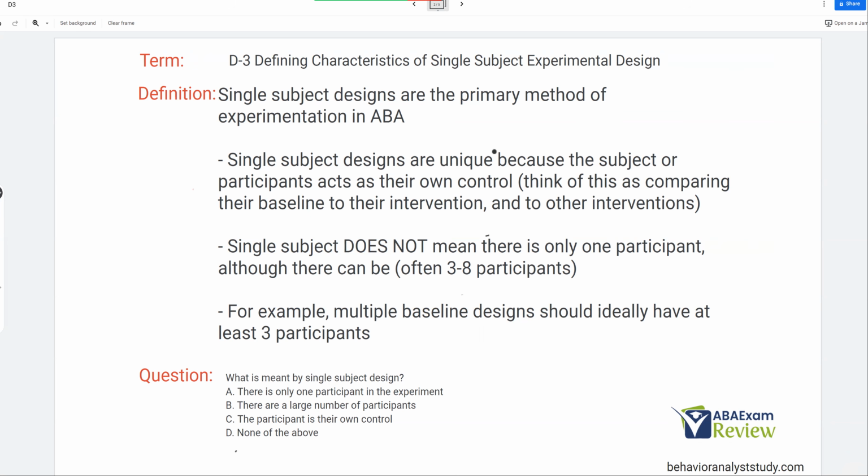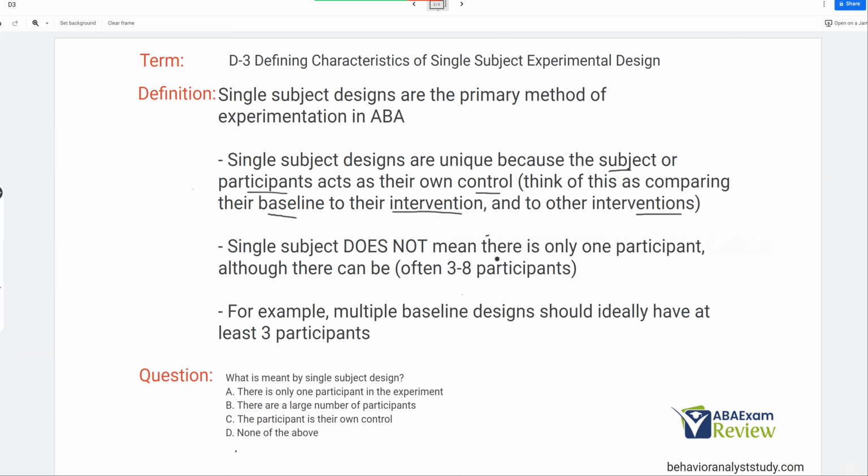Single subject designs, however, the subject or participant is their own control, meaning you are comparing their own baseline to their own interventions and to other interventions. So as we change conditions, as we go through phases, as we give interventions and remove interventions, we're comparing all the changes in that participant to all their past behavior. So they are their own control. That's what we mean by single subject designs.